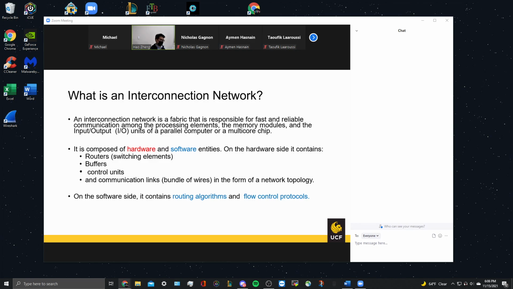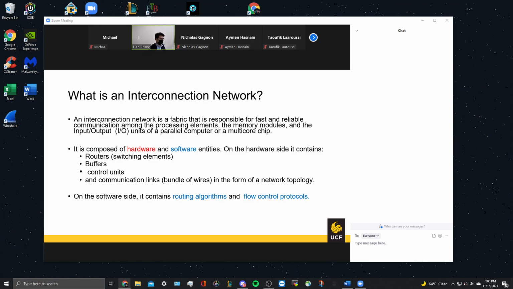And then we have some memory modules, which means different levels of the caches, L1 cache, shared cache. All these should be connected by the interconnection network to compose a whole system. And the interconnection network is composed of both hardware and software entities. On the hardware side, it contains the routers, the switching elements, the buffers, control units, and the communication links in the form of a network topology.